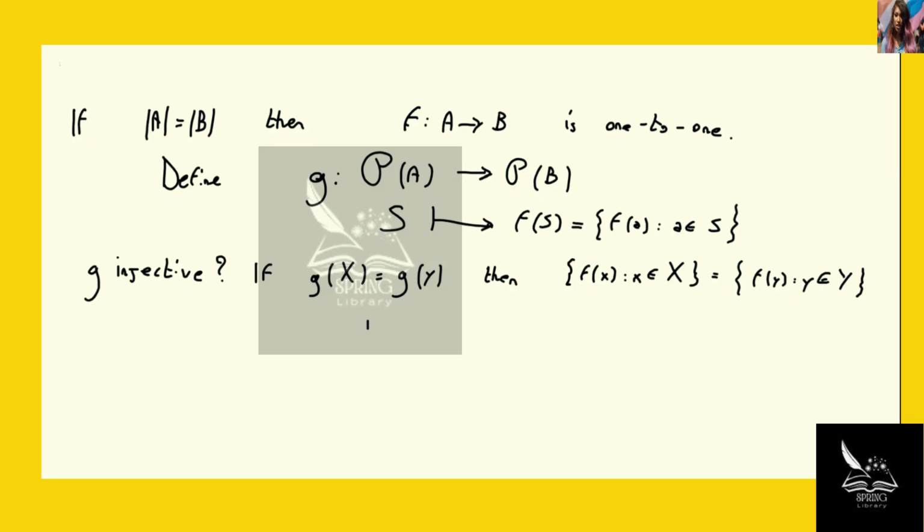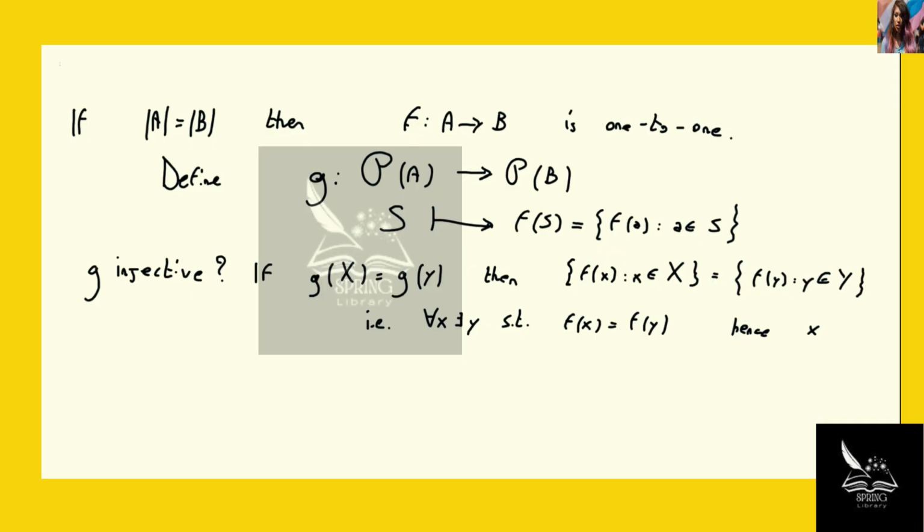But now these two sets are equal. That means that for every x, there is a y such that f of x is equal to f of y, because the first set contains all the images of all the possible little x's, and the second set contains the images of all the possible little y's. So there must be a bijection between these two sets. In particular, f of x is equal to f of y for some choice of x and y.